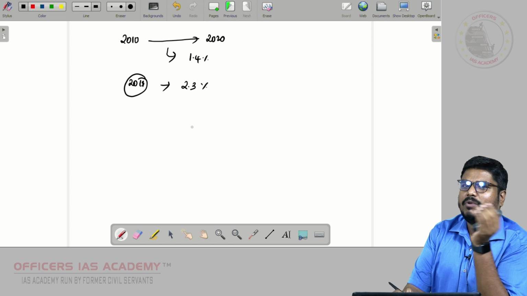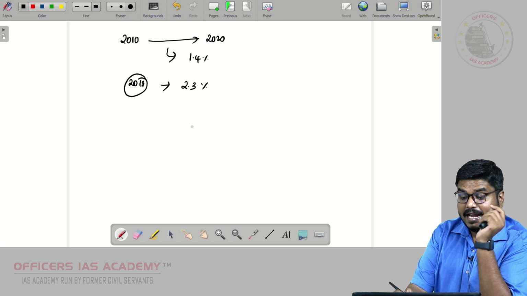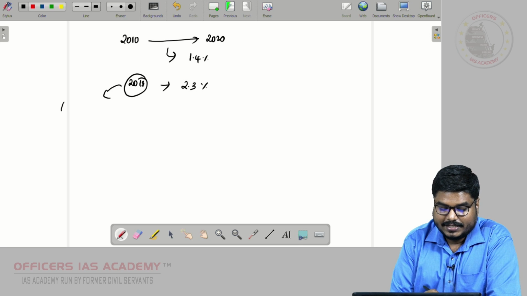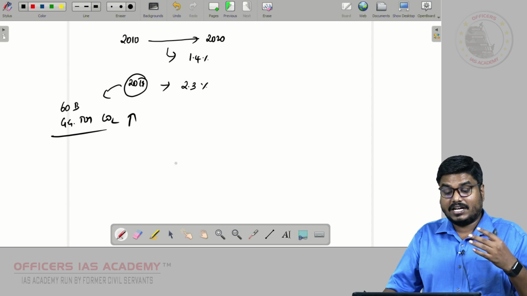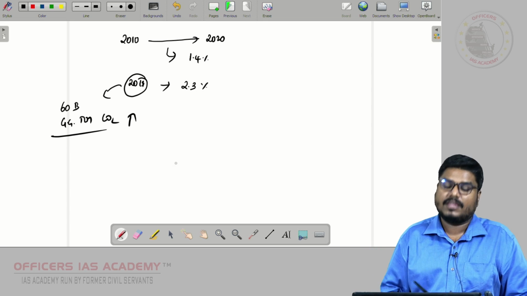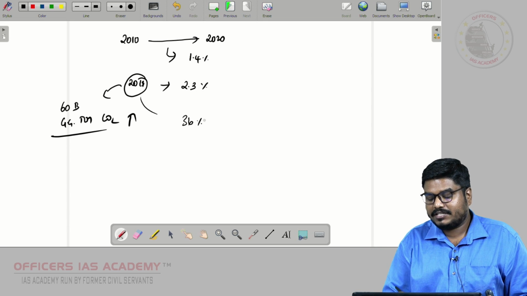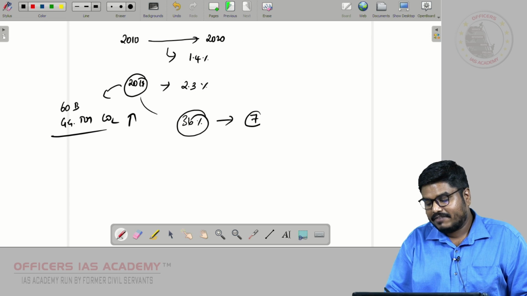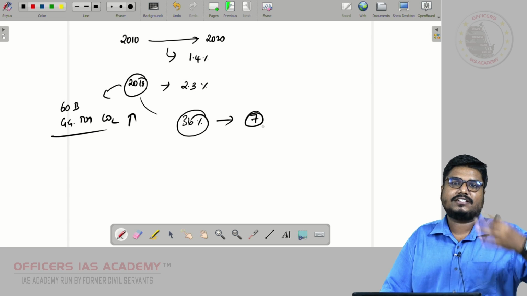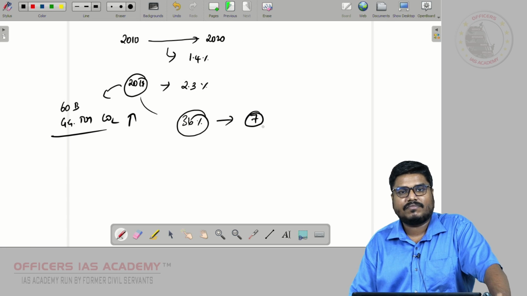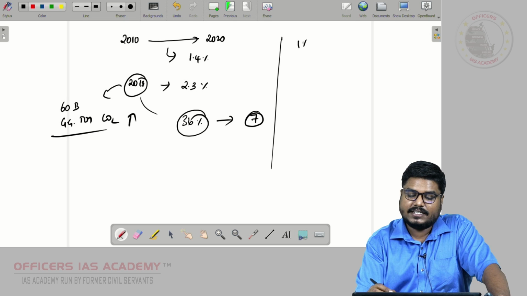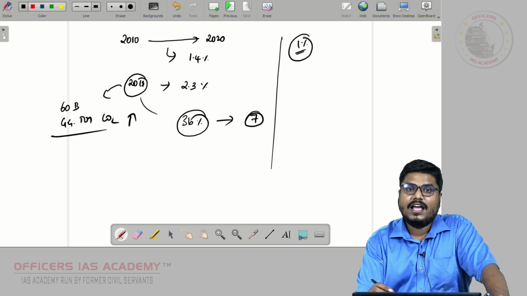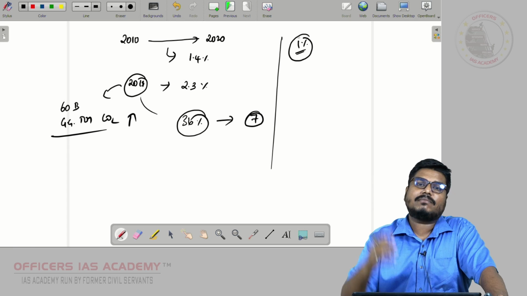More than 2%, 2.3, 2.4, something like that. In 2019 alone, almost 60 billion gigatons of carbon dioxide was emitted, of which 36% of carbon was emitted from just 7 developed countries like USA, UK, Russia. And you should know that the top 1% of rich countries are responsible for the highest carbon emission.